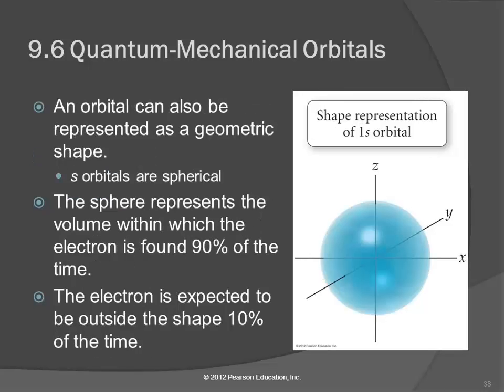We can also think of it as a geometric shape. The s orbitals are spherical, and so we can draw a sphere, and that can represent the volume within which the electron is found 90% of the time.